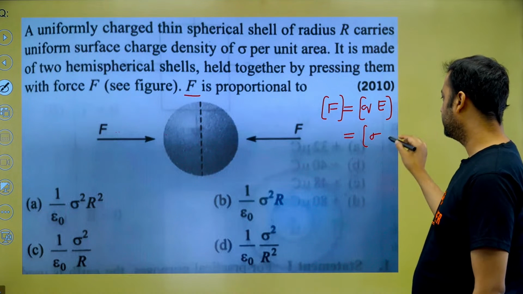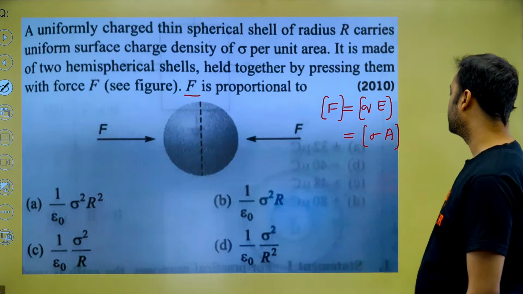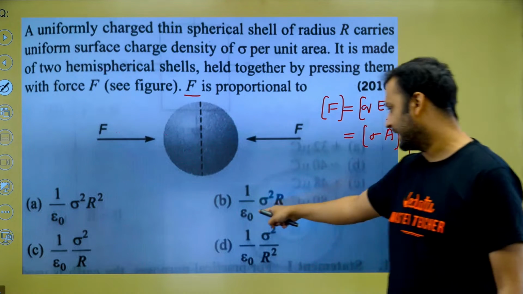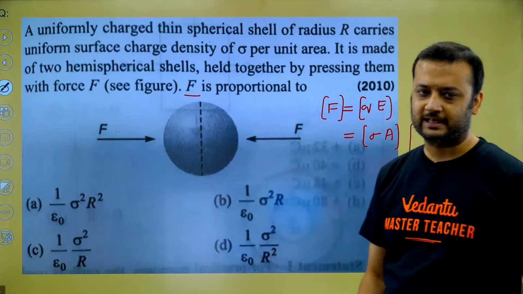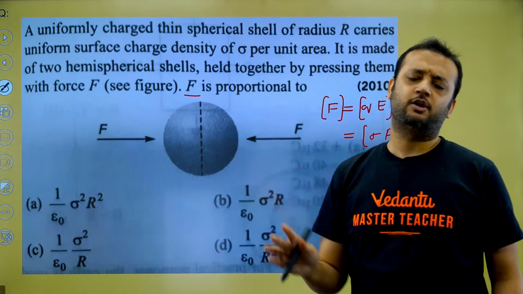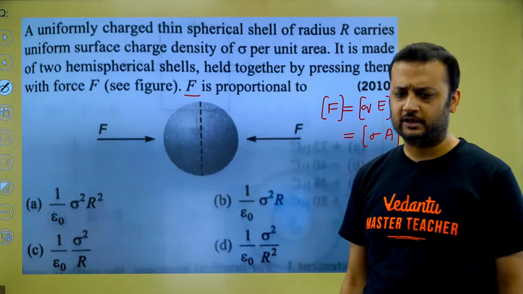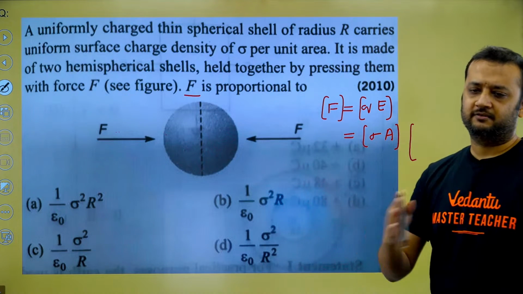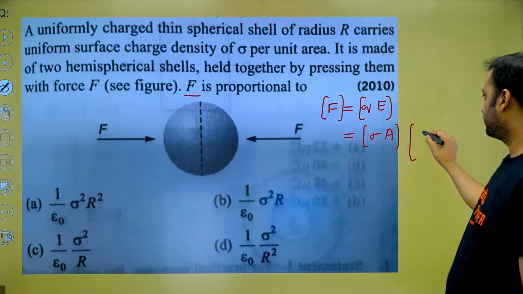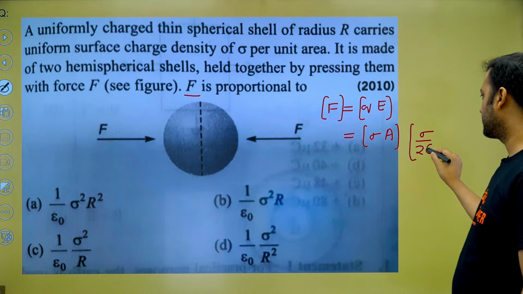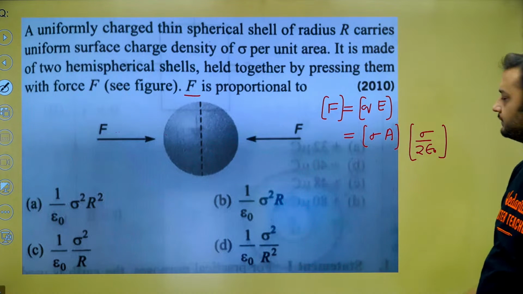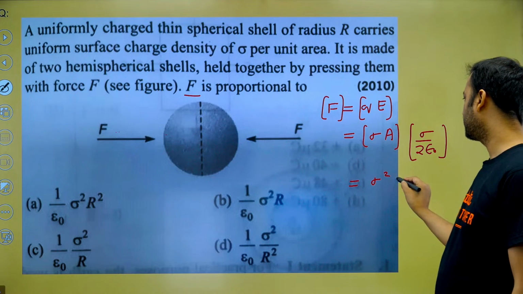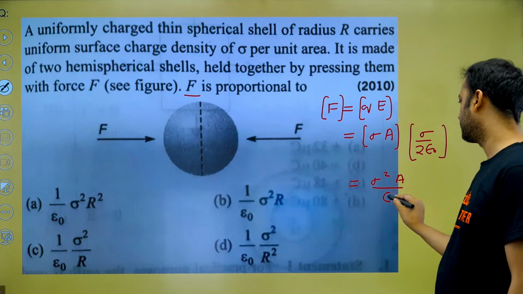Now what can you write about the dimension of q? That will be sigma into the dimension of area. And in all the options epsilon naught is coming. You know that the field of an infinite sheet is sigma by 2 epsilon naught. Basic knowledge of physics. So the electric field has the same dimension as sigma by 2 epsilon naught, and 2 has no dimension. So this becomes sigma square into area upon epsilon naught.